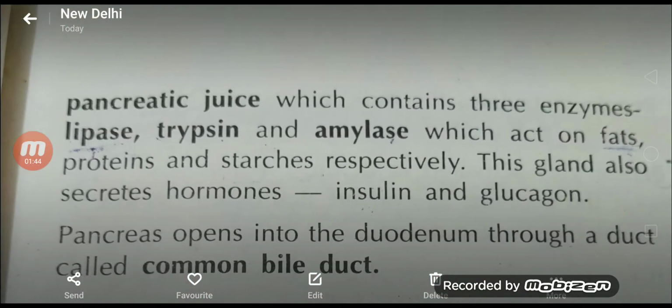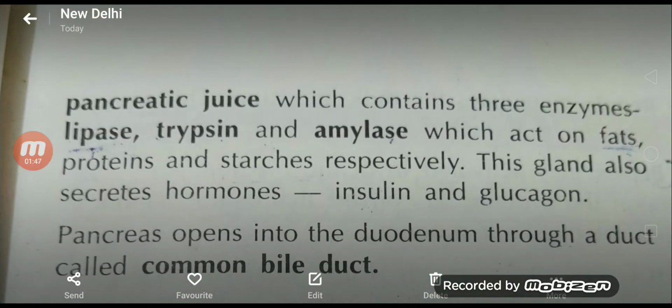Let us see how it all works. Pancreatic juice contains three enzymes, lipase, trypsin, and amylase, which act on fats, proteins, and starches respectively. This gland also secretes the hormones insulin and glucagon. Therefore, it is called a dual functioning gland.